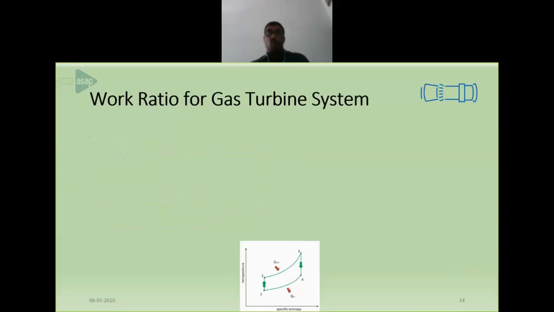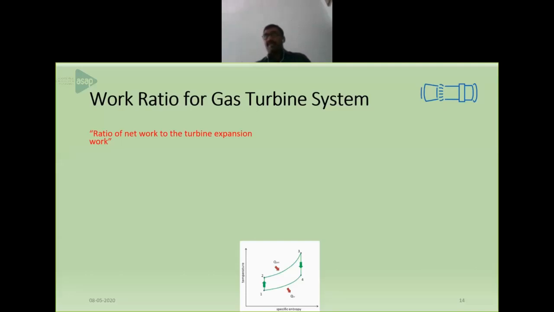Next is the work ratio of the gas turbine system. Apart from efficiency, there is another term, the work ratio. Why are we going for work ratio? Already I have mentioned there are two works inside the system: the work done by the turbine and the work consumed by the compressor. So the net output is the work done by the turbine minus the work done by the compressor.